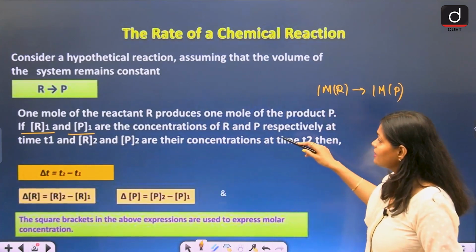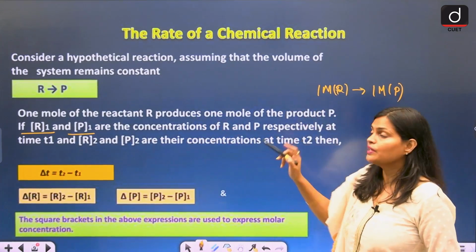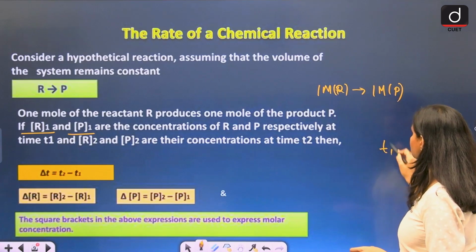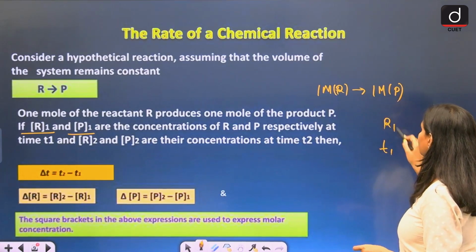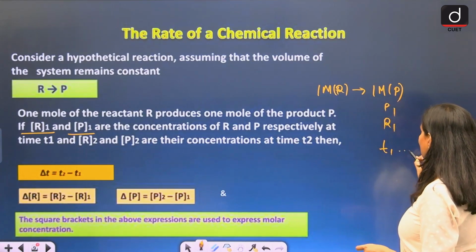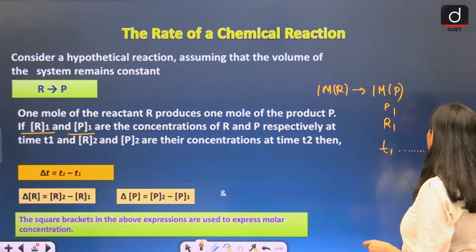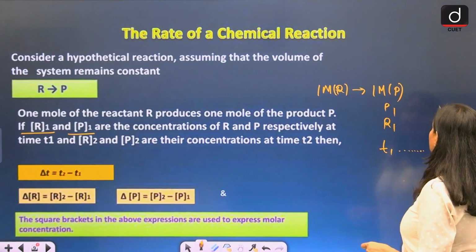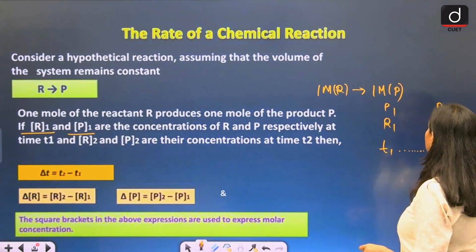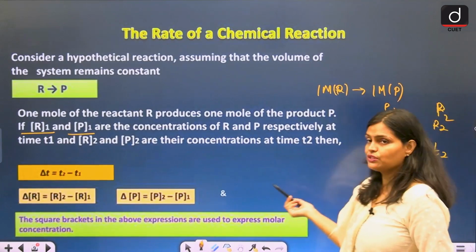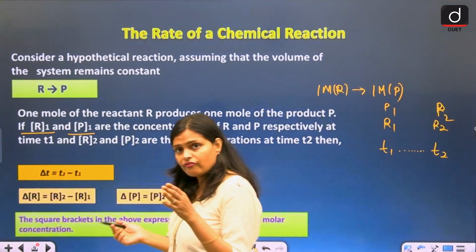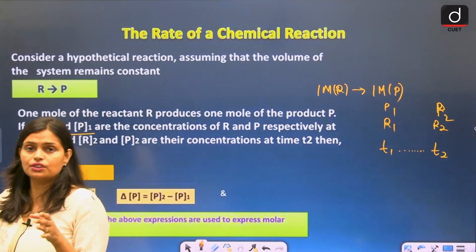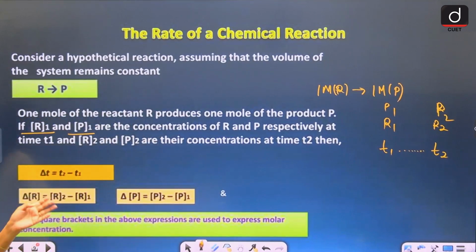The reactant concentration at time T1. So at time T1, the reactant is R1 and the product is P1. As time passes, at time T2, the reactant becomes R2 and the product becomes P2. Okay, so at different times, the concentrations of reactant and product change.